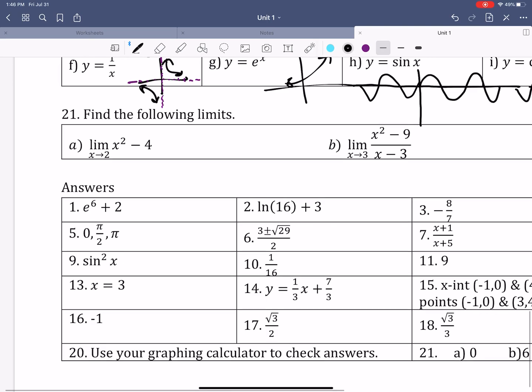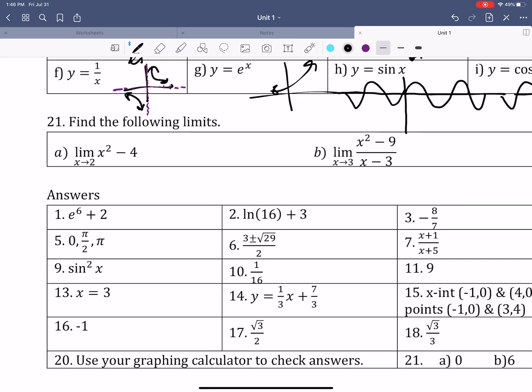Okay. Find the following limits. I haven't done limits in so long. Okay, let's see if I can remember. X squared minus 4. Is this? No, it's not that. I think it's... No, it is that. It's meant to be this.